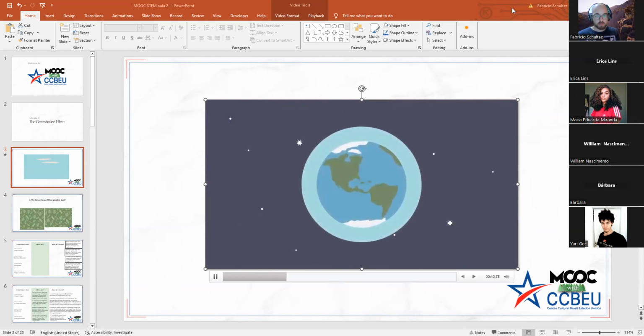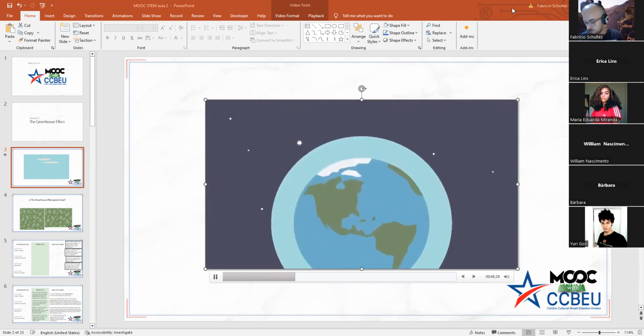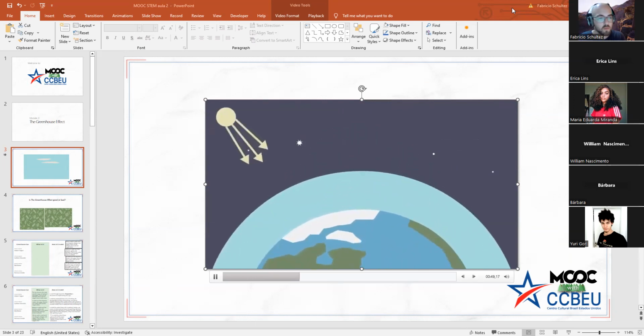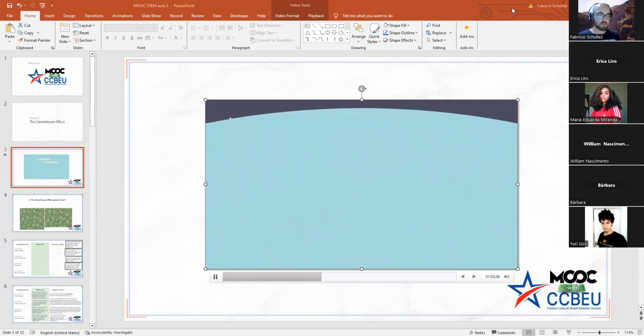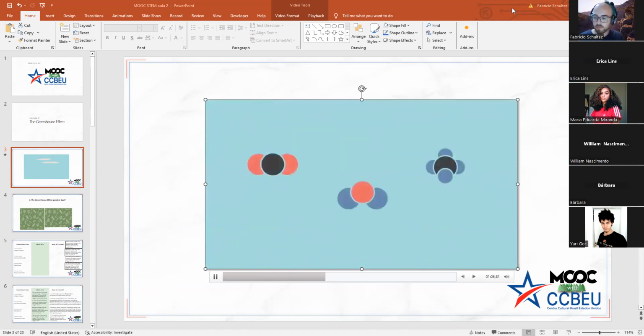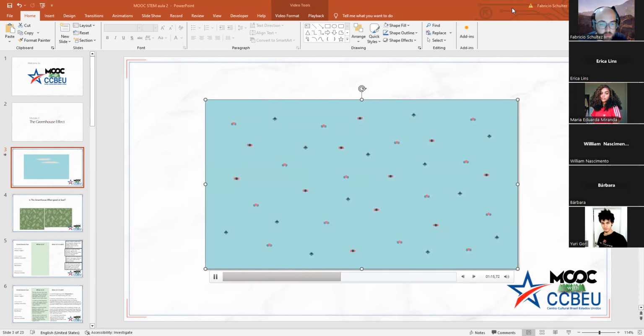Earth isn't surrounded by glass, but it is surrounded by a jacket of gases called the atmosphere. In the daytime, the sun shines through the atmosphere, warming Earth's surface. After the sun goes down, Earth's surface cools. This releases heat back into the air, but some of that heat is trapped by the gases in the atmosphere. These heat-trapping gases are called greenhouse gases. Carbon dioxide, water vapor, and methane are all examples of greenhouse gases. Earth needs a balance of greenhouse gases to maintain just the right temperature for living things.